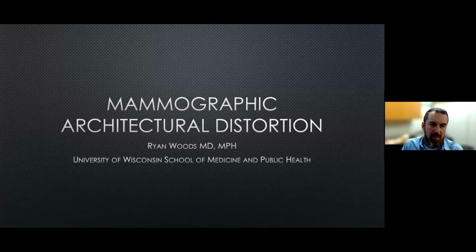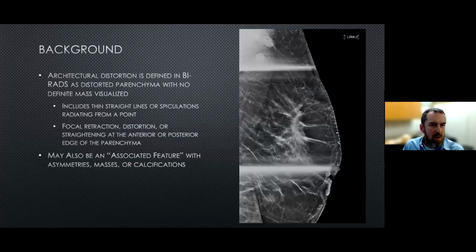Now we're going to talk about mammographic architectural distortion and how DBT can help us identify distortions on mammography. Architectural distortion is defined in BI-RADS as distorted appearing parenchyma with no definite mass visualized. This includes thin straight lines or spiculations radiating from a point.